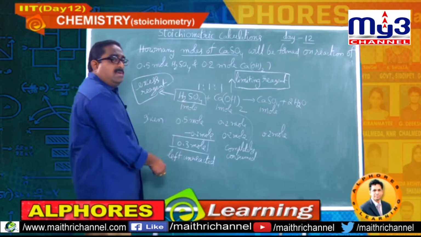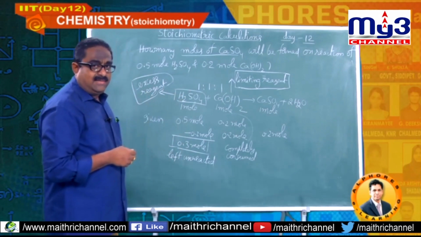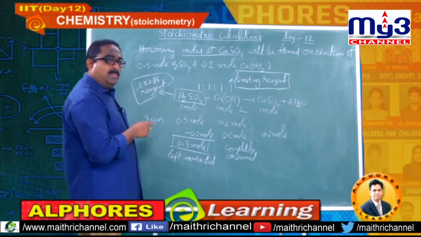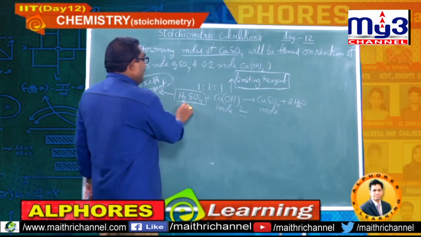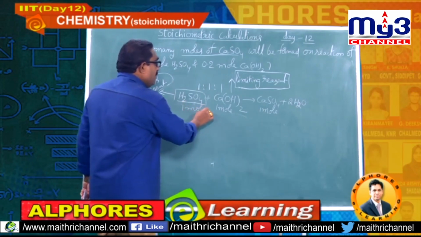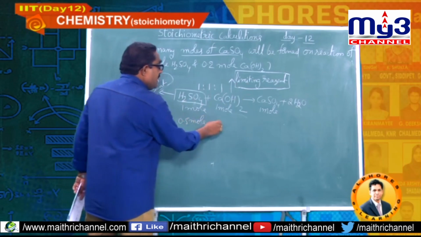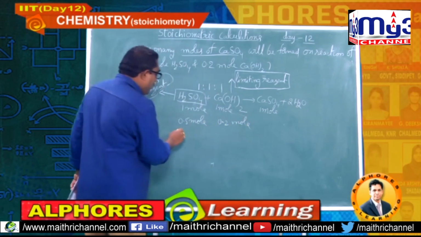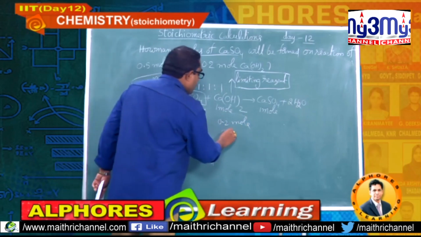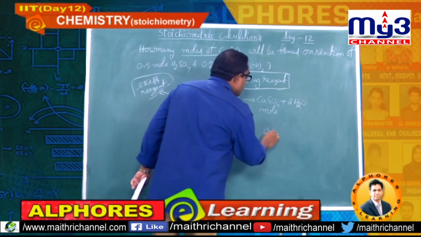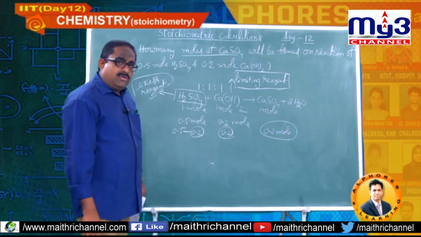Also, out of these two, calcium hydroxide is the limiting reagent and sulfuric acid is the excess reagent. Please note it down, okay, students? Once again I am repeating this: 1 mole gives 1 mole, 1 mole. The given moles are 0.5 moles. Here 0.2 moles. Just now I discussed all these things. Out of this, 0.2 will be consumed here, 0.2 will be consumed here, and the produced moles is 0.2 moles. Please note it down, students.